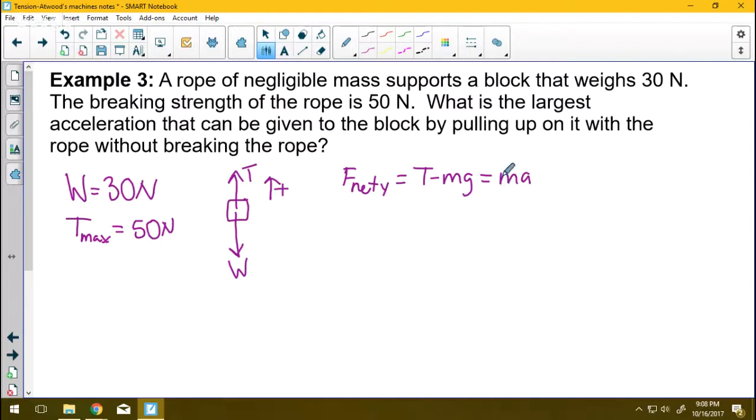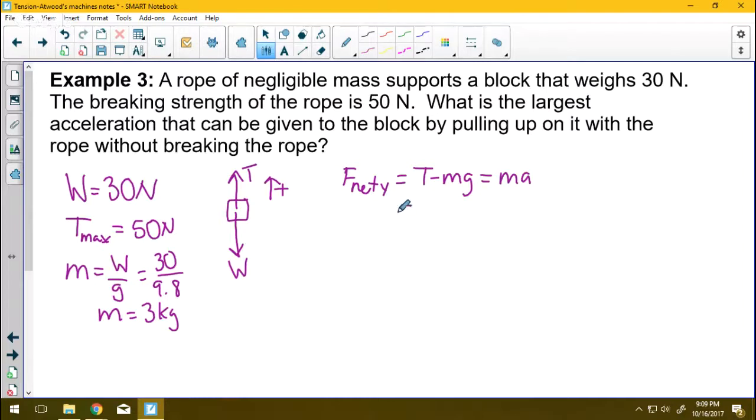Now, we're going to need to know what the mass is. So over here to the side, remember your mass is your weight divided by your gravity. So that will just be 30 divided by 9.8. So your mass is going to be about 3 kilograms. So now we can plug in and solve for acceleration.